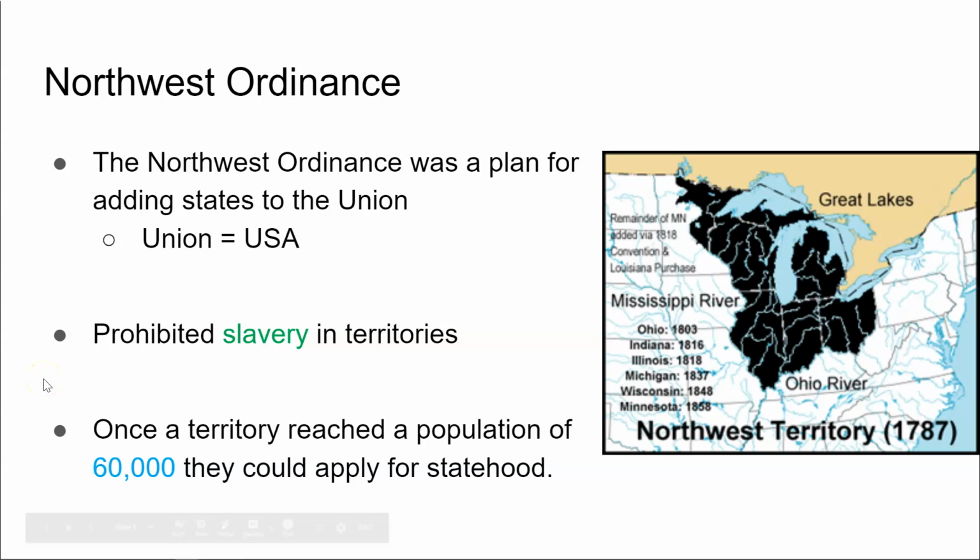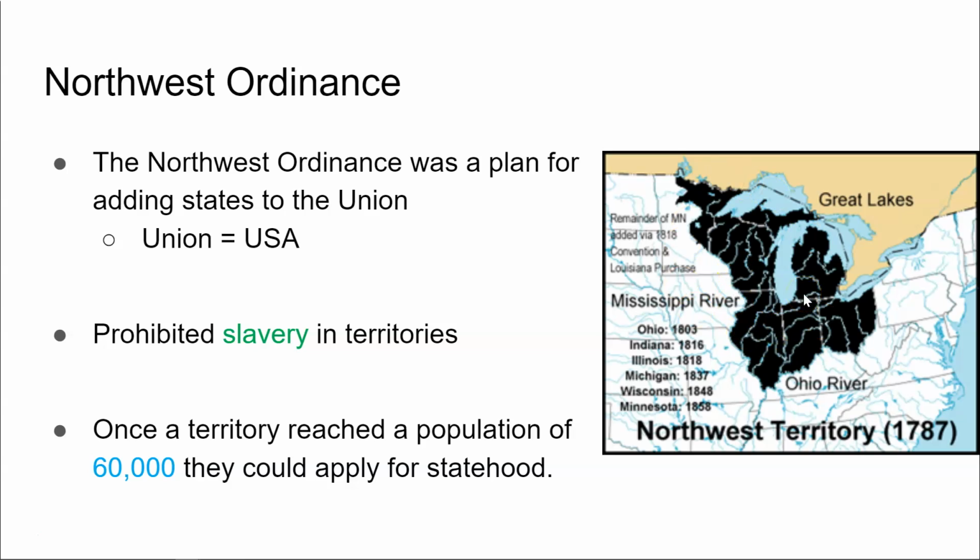So the Northwest Ordinance for the Northwest Territory is passed in 1787, and it does several things. But the big thing here is it's a plan for adding states to the Union. And the Union means the United States of America, and so it's the same territory that we've been talking about.